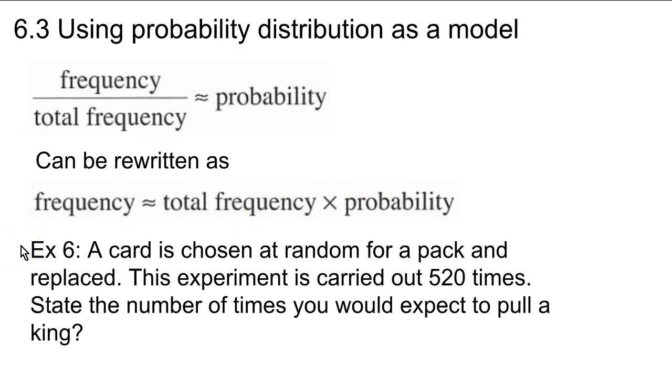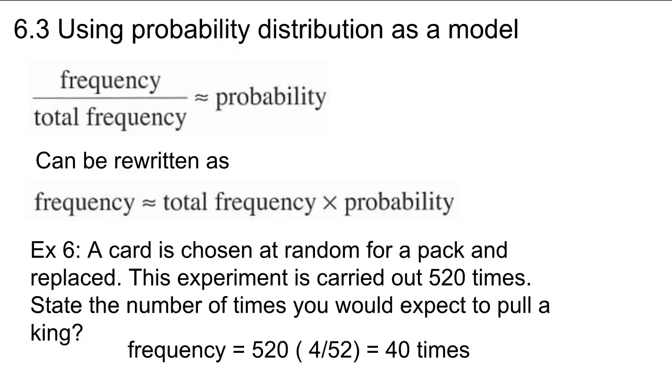So another example would be if I choose a random card from a deck of cards that's got 52 cards in it, and I did it 520 times. How many times would you expect to get a king? Well, first, what's the probability of getting a king? There's 52 cards, so there's 4 kings. So the probability of getting a king would be 4 out of 52. If I take 4 out of 52 and multiply that by 520, then I should get about 40. I would expect that I would get a king about 40 times. And that's how that works.